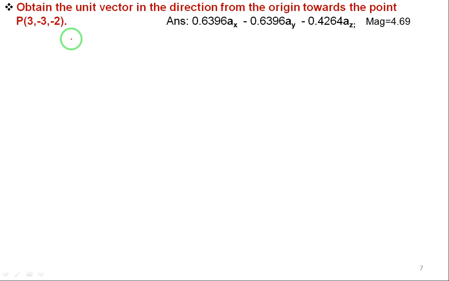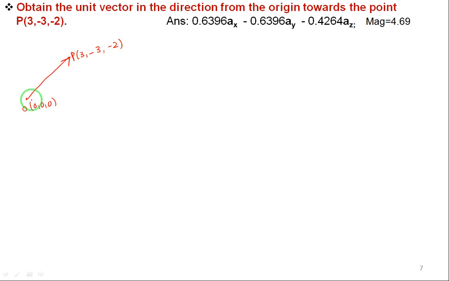Next, another problem I have given. Obtain the unit vector in the direction from origin towards the point P of 3, minus 3, 2. They have asked to find the unit vector in the direction from origin towards the point P. So better to draw the diagram first. So origin is here, 0, 0, 0. Then point P they have given as 3, minus 3, minus 2. I will join there O to P.